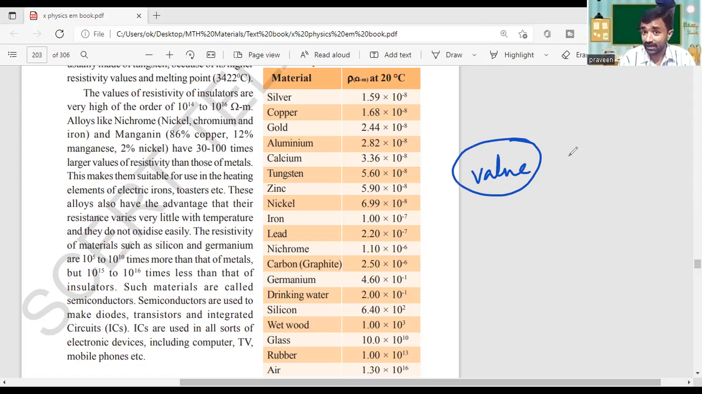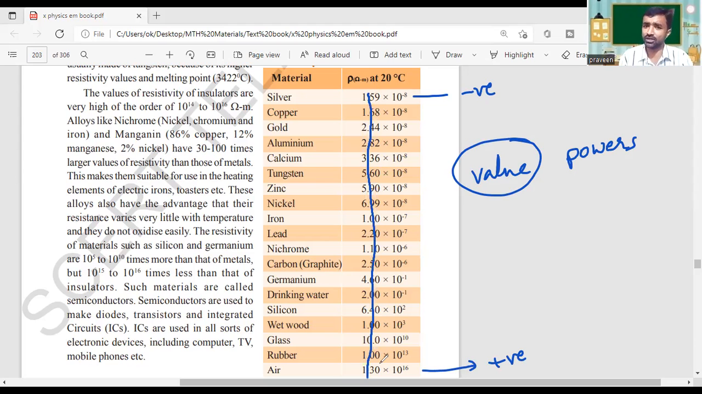Okay. Here they are given in 10 powers, right? So see the powers. First value is negative, then the last value is positive. So the power value increased, so automatically the resistivity value increased. Whatever the multiplier may be, it has no importance here. First see the powers. They are in increasing order.